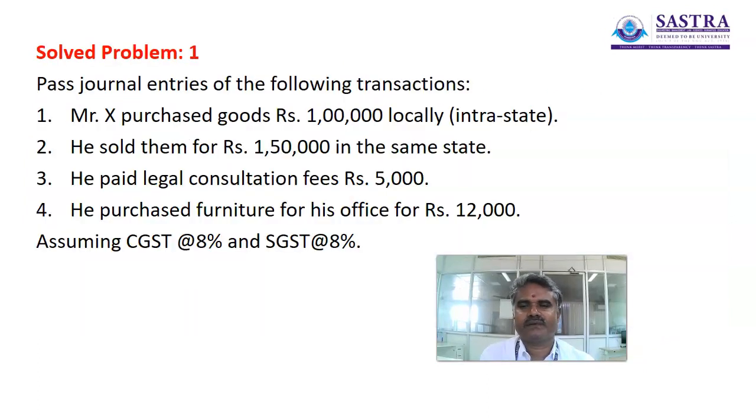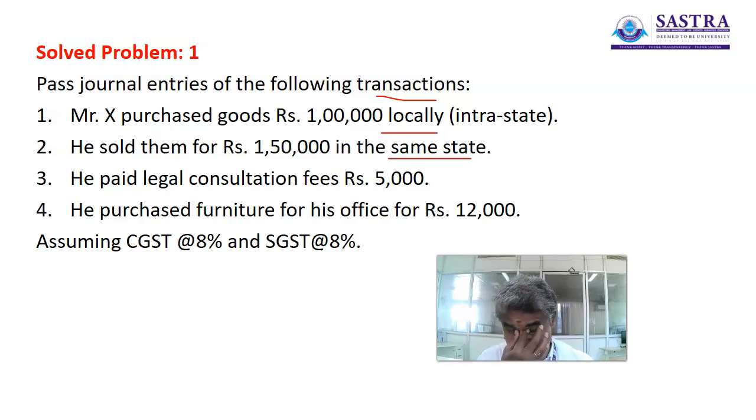Now it is a problem. You have to understand carefully. This problem will help you to understand all the entries, the process of payment, the process of adjustment and also the final payment. Pass journal entries of the following transactions. Mr. X purchased goods worth rupees 1 lakh locally. Locally means intrastate. He sold them for rupees 1 lakh 50 in the same state, an intrastate sale. So this is inward supply. This is outward supply.